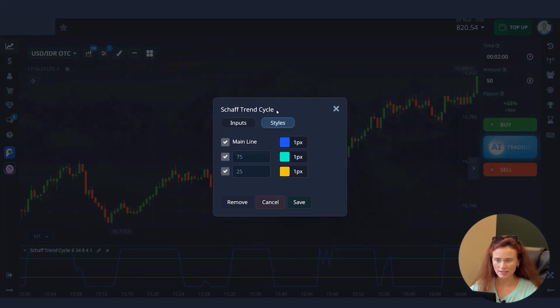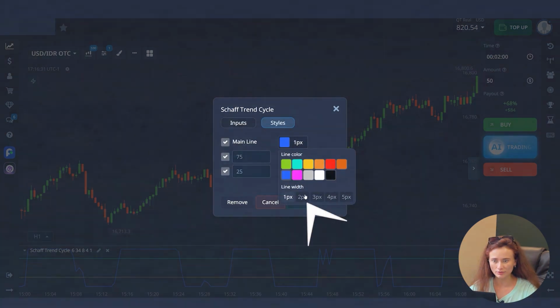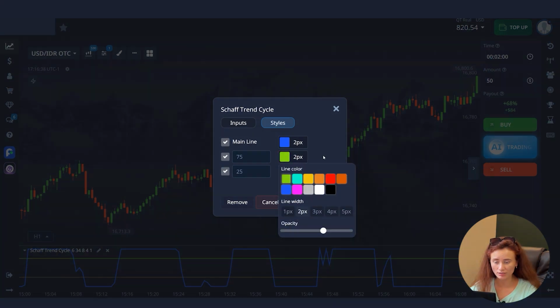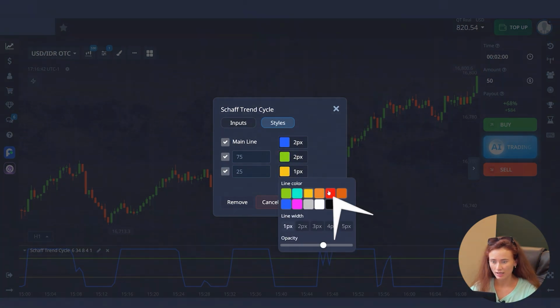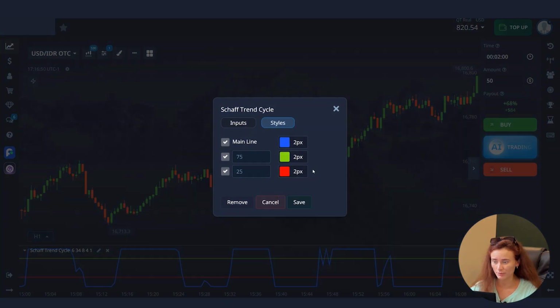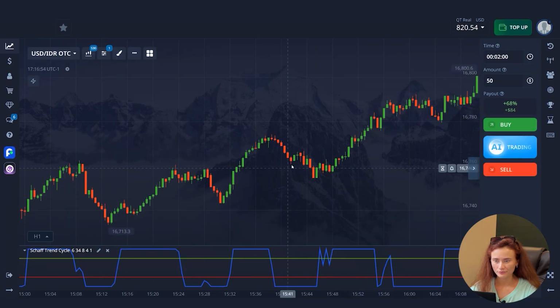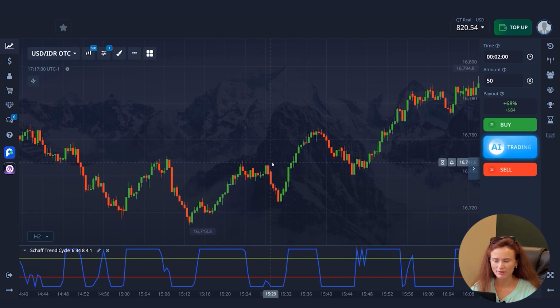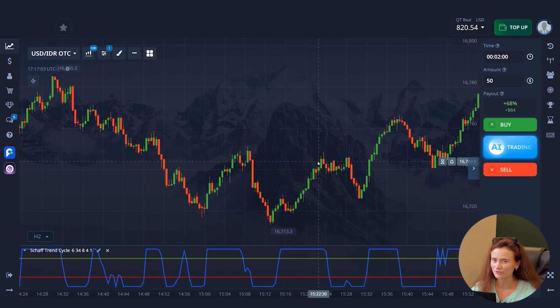In the style settings, the color of the main line will remain blue and increase the thickness. Level 75 will be green and also increase the thickness. And level 25 will make it red and increase the thickness as well. And now I will start working and show you in detail how to work with this strategy. I think you will like it and that you will use this strategy really often.